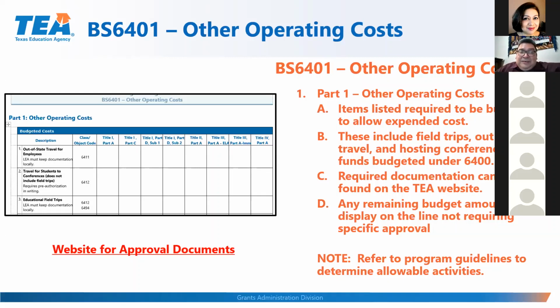So even though it may be budgeted on the application and we processed it and you've gotten the NOGA, that does not mean it has been approved. If it requires pre-authorization, you have to have that documentation as well, that it has been approved to be able to have it charged back to this federal grant. And again, there's a link at the bottom for where those approval documents are. And at the bottom of each form, it tells you where you need to email or send that document to.